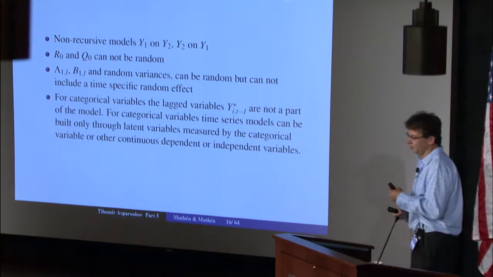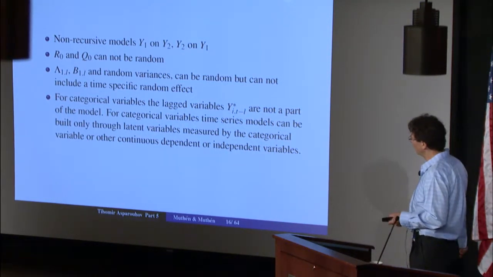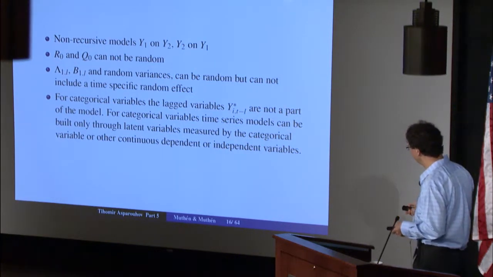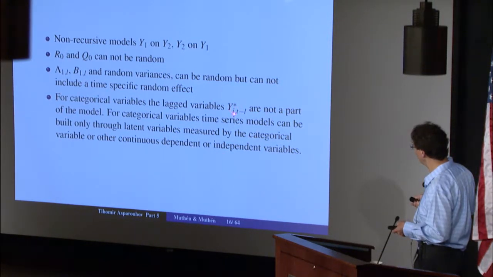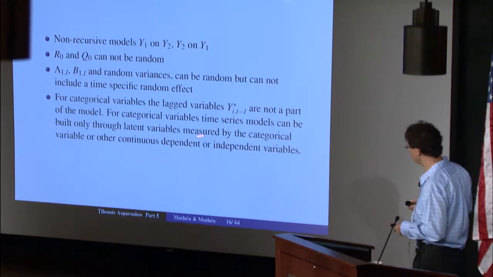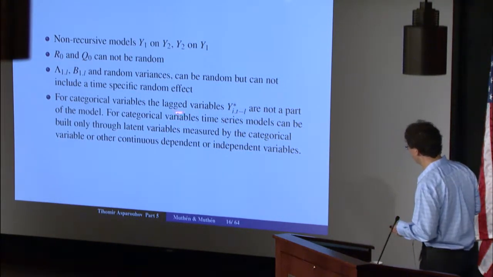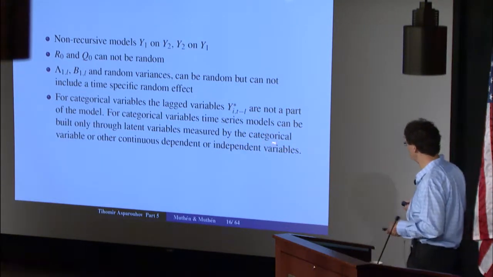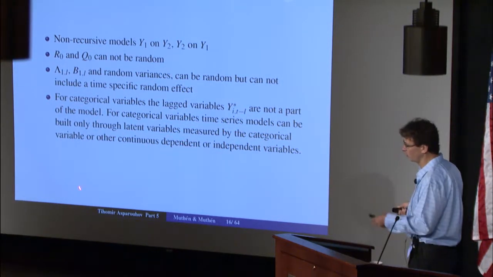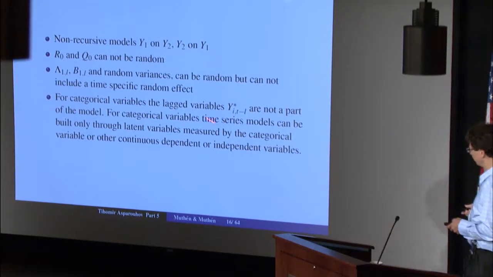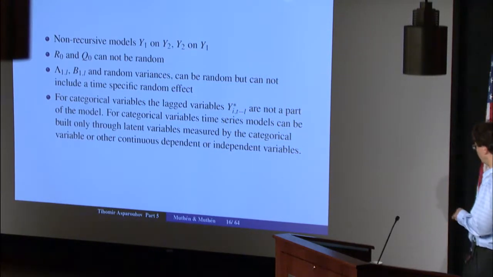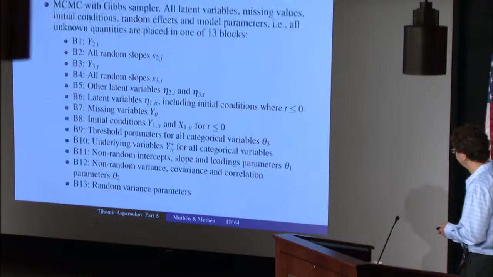Random loadings currently can be subject specific, but they cannot be time specific. They cannot have a time specific component. And we also don't have, for categorical variables, the lagged version of the underlying y star variable; that cannot be in the model. So the only way to do time series models with categorical variables is when they are used as measurement for a factor that has a time series model. And that might be resolved in one of the next versions of Mplus.